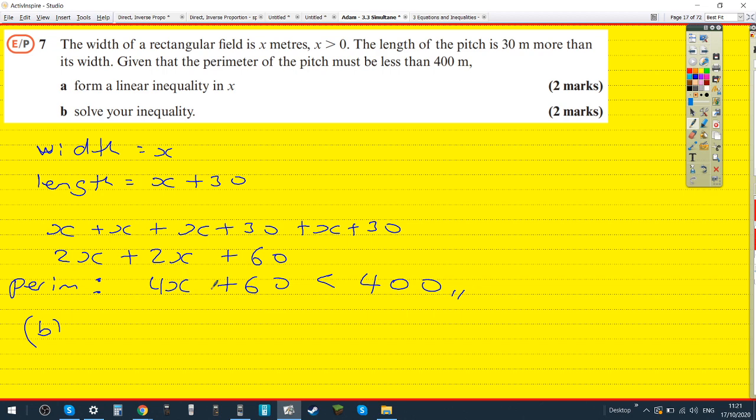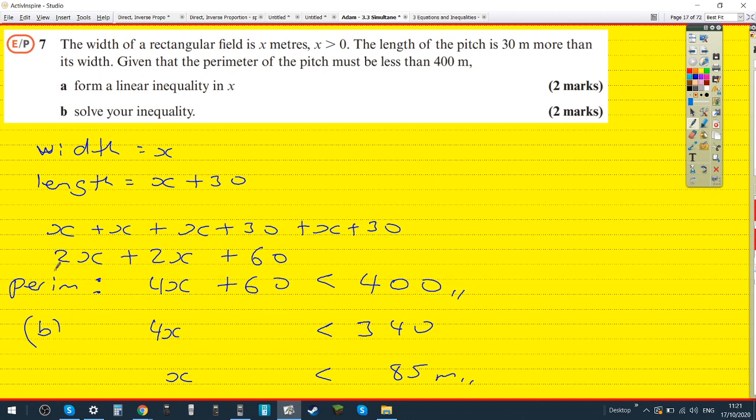So you'd minus 60 on both sides first, which would be 4x is less than 340. And then you divide by 4 on both sides, so x is less than 340 divided by 4, which is 85. Well done. And so x has to be less than 85.